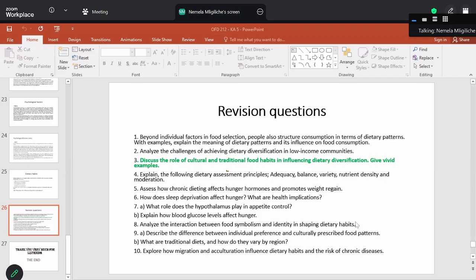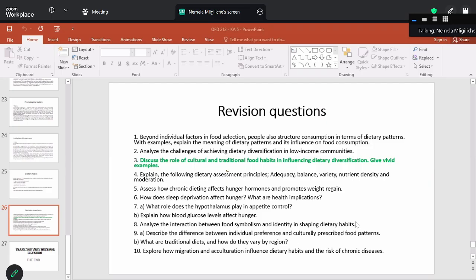These cultural and traditional food habits can either encourage eating a wide variety of food, or they can limit or restrict certain types of food. So this is all about the link between cultural and traditional food habits and dietary diversification. All this can affect the overall availability of nutrients, which can end up affecting the overall health status of the individual.